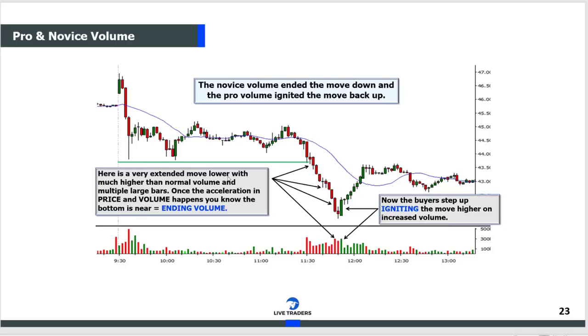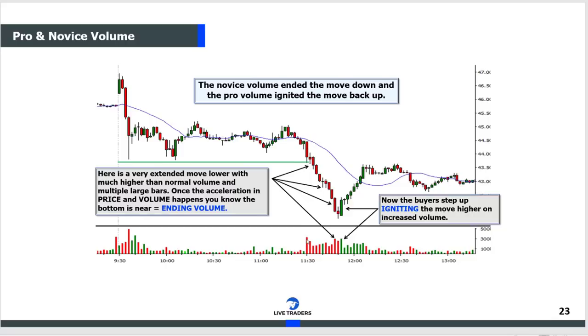All right, so here is an extended move lower with much higher than normal volume and multiple large bars. Once the acceleration in price and volume happens, you know the bottom is near. It's ending volume. So what we have here, guys, the beginning of this is going to be igniting. Why? Because it's a new move below support. It's not some crazy extended move. It's a little bit extended, but you do have a green bar bottom top.